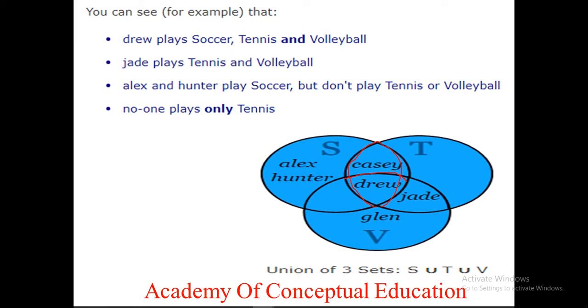So from the Venn diagram we can clearly identify which are the players, or which are the numbers, that are in all three circles. In other words, we can easily identify the union and intersection of any sets.